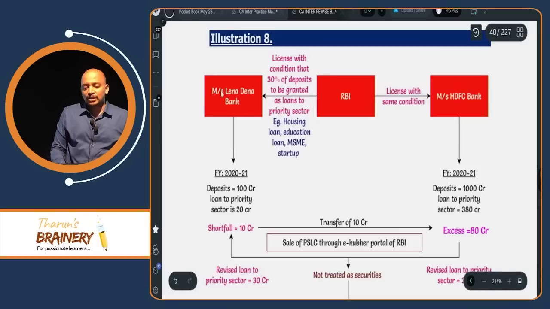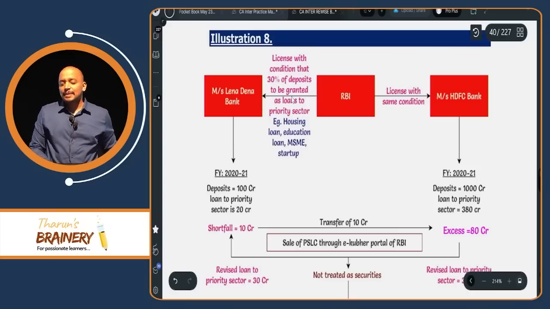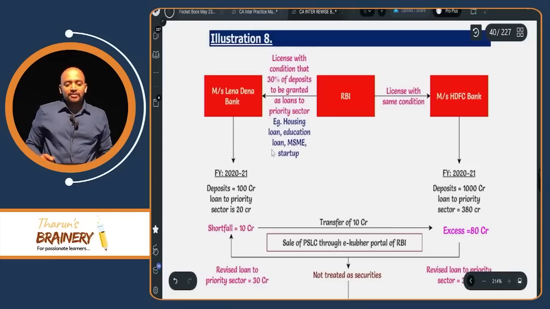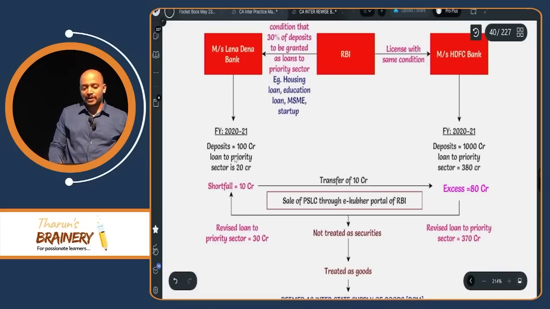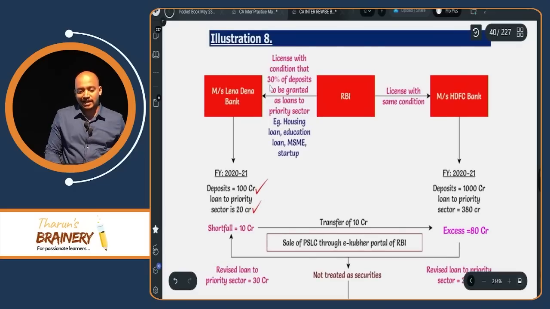So there is one new bank, Lena Dena Bank, and RBI gave a license to that bank with the condition that 30% of the public deposit they should give as loans to the priority sector, that is housing loan, education loan, MSME, etc. And for the financial year 2020-21, they have accepted a deposit of 100 crores and the loan to the priority sector is 20 crores. So actually how much should they have given as loan to the priority sector?